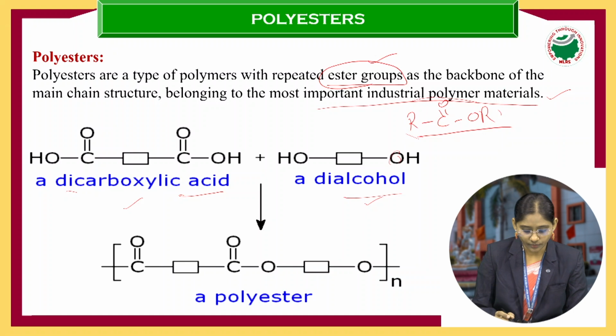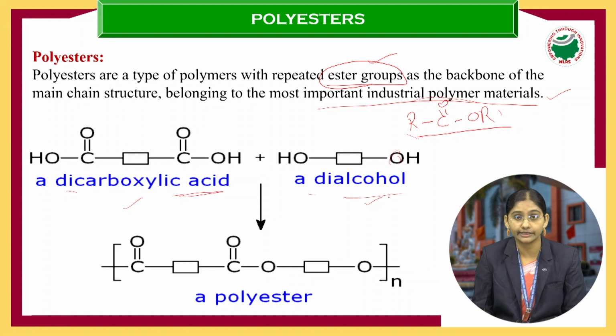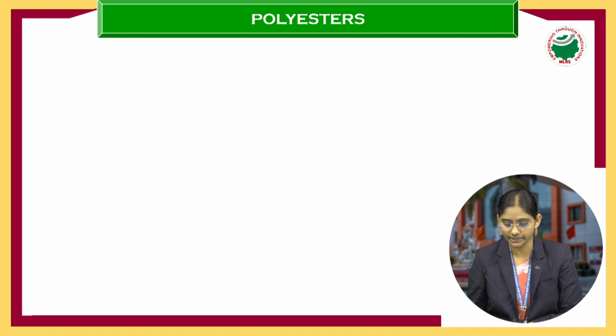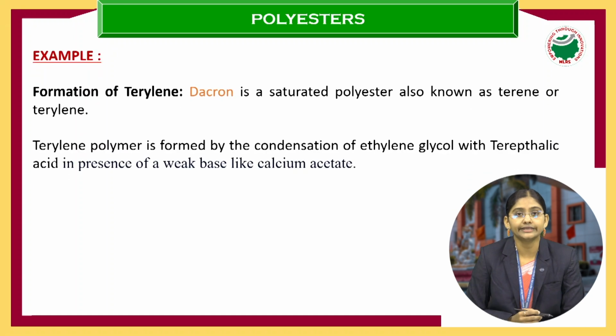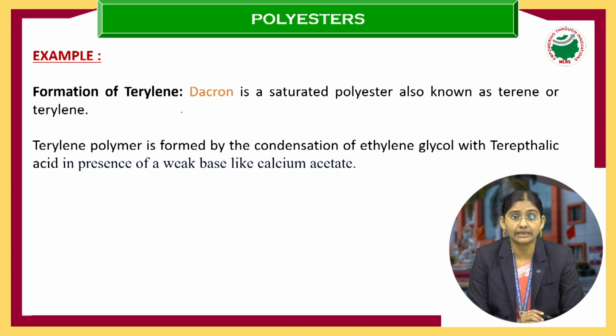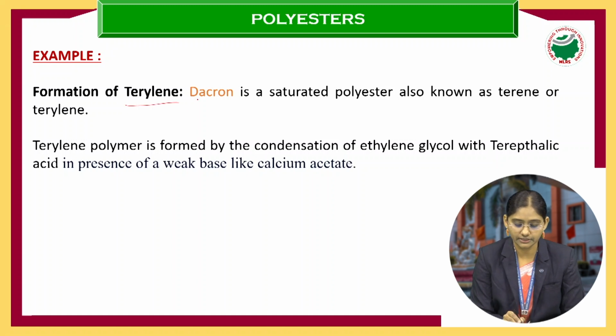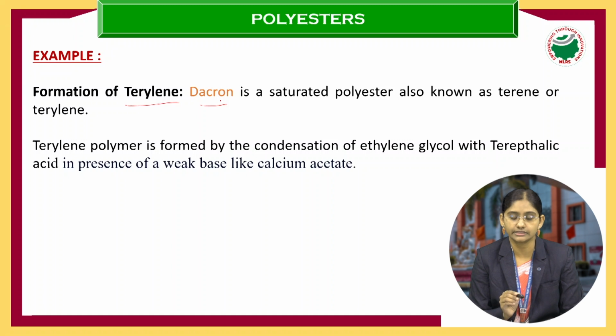Okay, yes, now we'll see here from the carboxylic acid group and the dialcoholic group, a water molecule is eliminated, and it leads to the formation of a polyester. Now we'll see the reaction of this one, that is the formation of terylene, and the example for this polyester we are discussing is terylene. This terylene is also called Dacron.